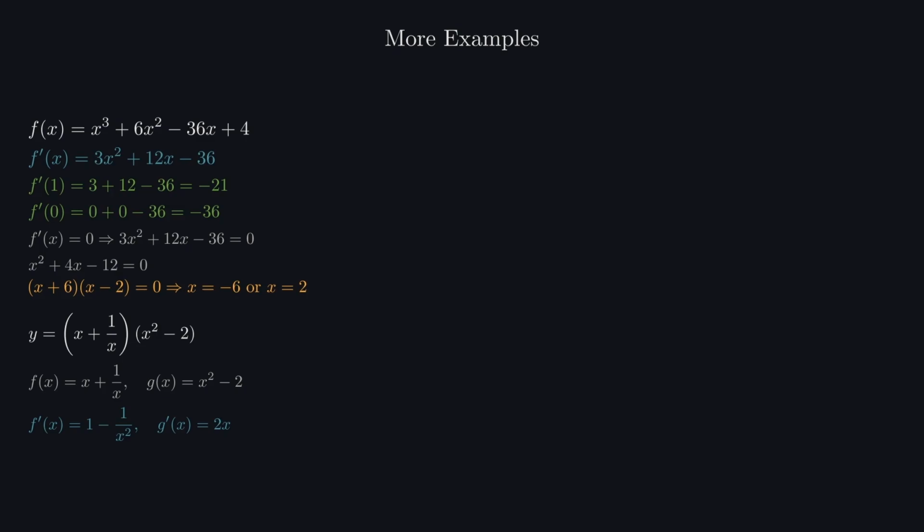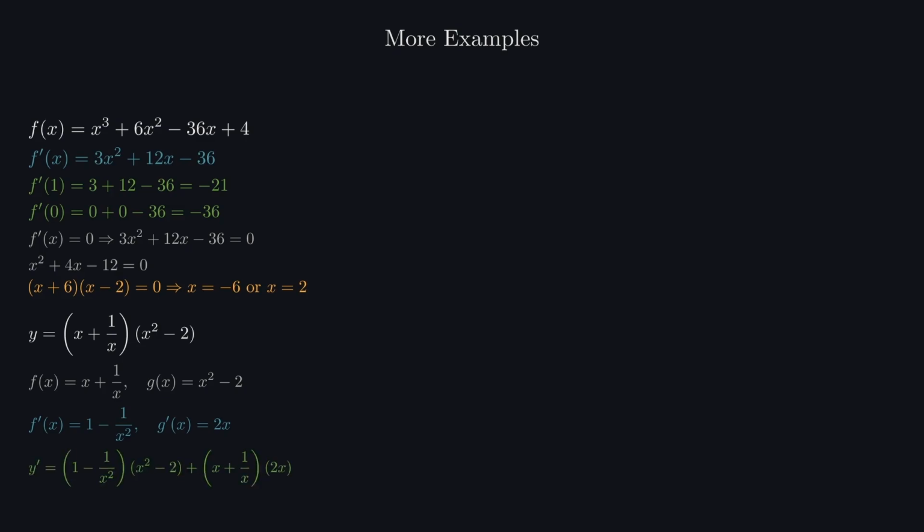Then the derivative of 1 over x is negative 1 over x squared. So f prime of x equals 1 minus 1 over x squared. And for g of x, the derivative of x squared is 2x, and the derivative of negative 2 is 0. So g prime of x equals 2x. Now we apply the product rule.